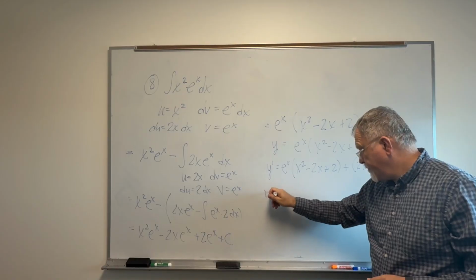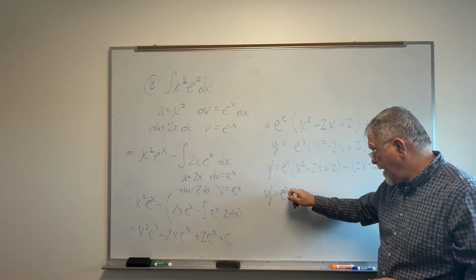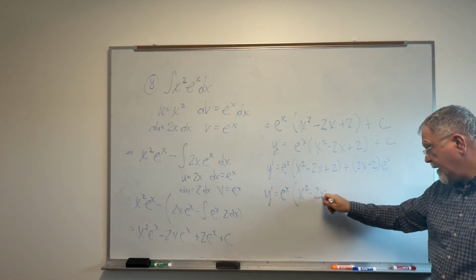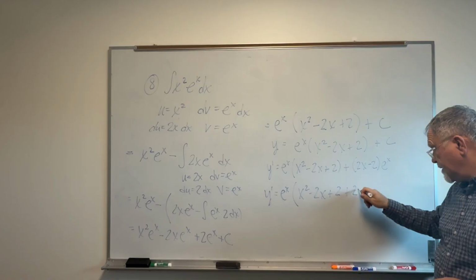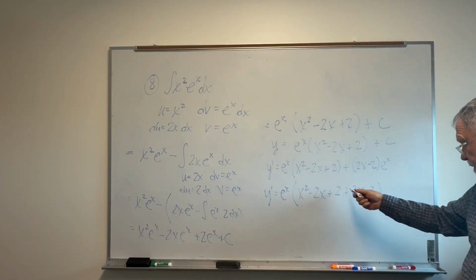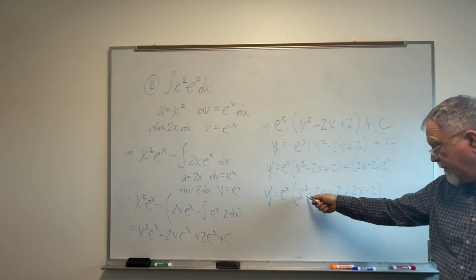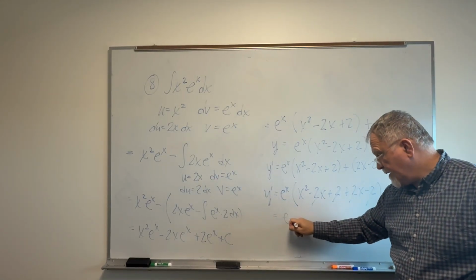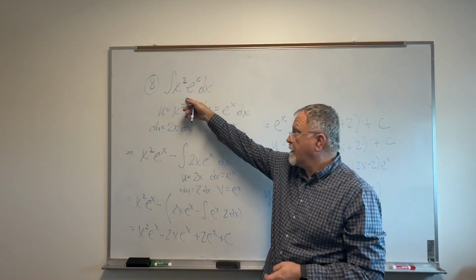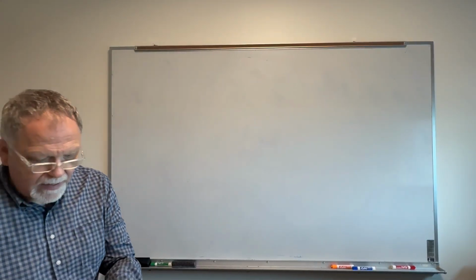y prime equals e to the x. I've got x squared minus 2x plus 2 plus 2x minus 2. Well, what happens here? The 2 and the minus 2 cancel. The negative 2x and the 2x cancel. All I'm left with is x squared. So I've got e to the x times x squared, which you can alternatively write as x squared e to the x. So we did it correctly.